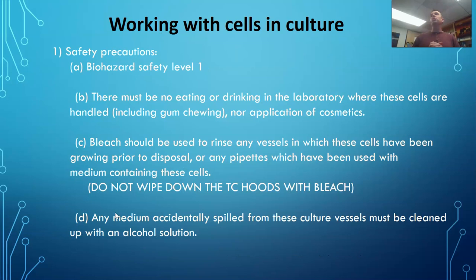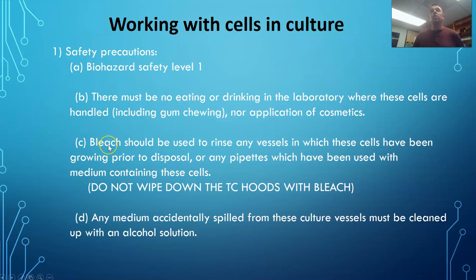All right, cells in culture. We need to be really safe. This is biohazard safety level 1, which is the lowest level because these cells aren't very dangerous, but we're still working with mammalian cells. And we need to be cautious for our own safety, and we also need to be cautious so that we don't contaminate the cells. All right, so there's no eating, drinking, nothing in the laboratory with regards to your mouth, chewing anything.